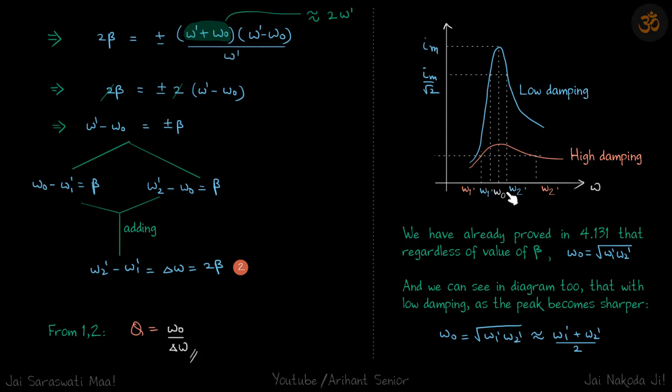So we have already proven this, okay, and we can see in the diagram too that with the low damping, as the peak becomes sharper, omega naught, which we know is root of omega 1 dash omega 2 dash, is equal to omega 1 dash plus omega 2 dash by 2. And otherwise, because this GM represents the minimum value, you can see for high damping, omega 1 dash plus omega 2 dash by 2 will be greater than omega naught. So some nice mathematics that you can see from this graph. Otherwise, anyway, we have proven this quality factor to be this. All right.